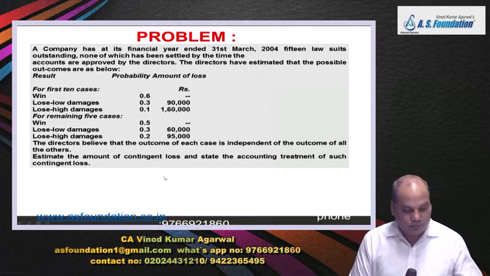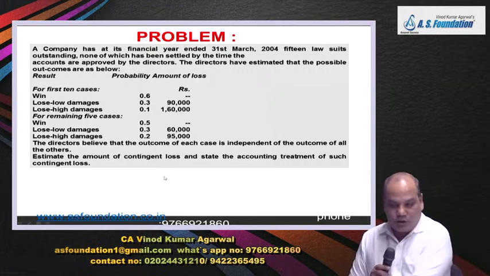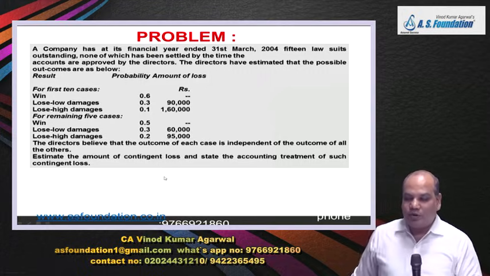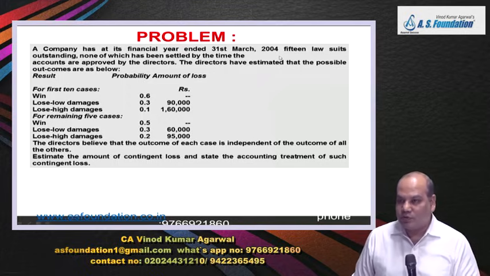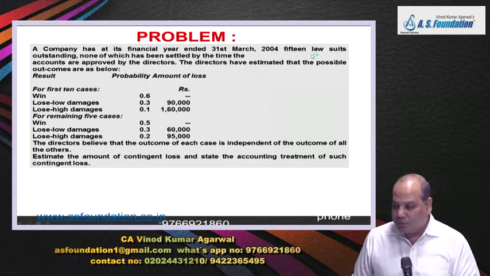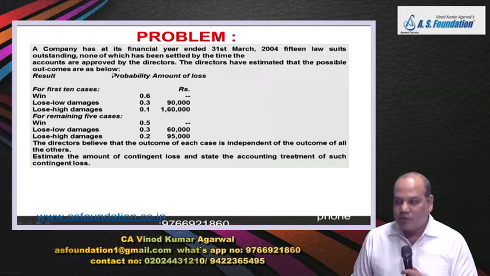Question number 18. A company has, at its financial year ended 31st March 2004, 15 lawsuits outstanding, none of which has been settled by the time the accounts are approved by the directors. The directors have estimated that the possible outcomes are as below.